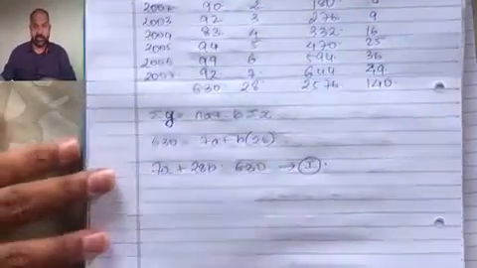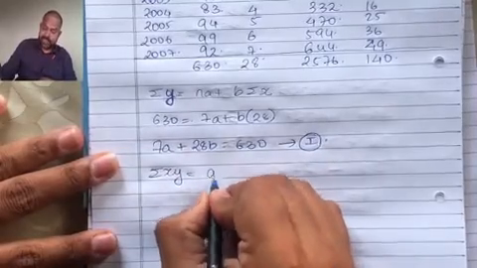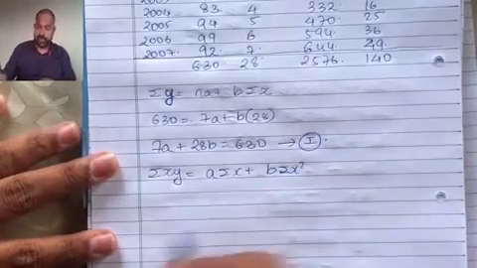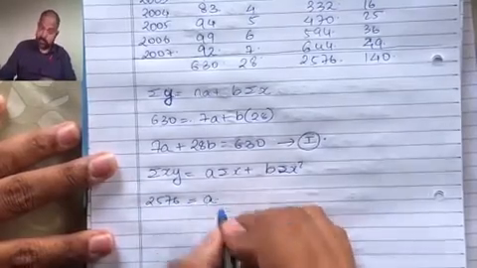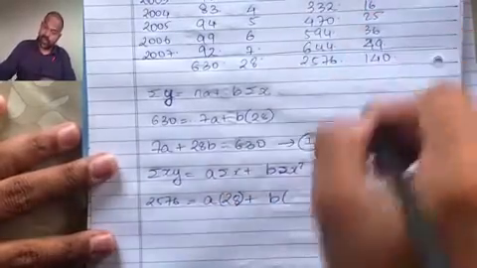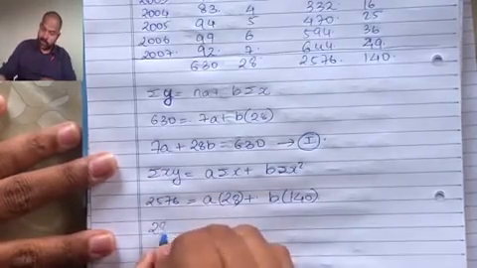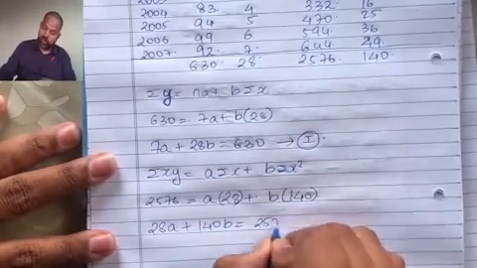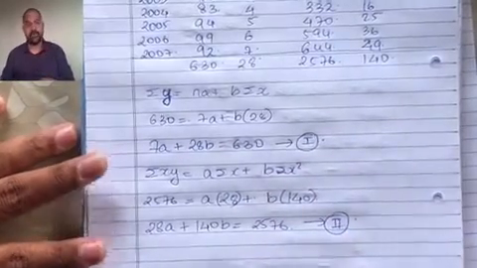Similarly, I will create my second equation from where? From sum of xy is a sum of x plus b sum of x square. Sum of xy is 2576 is a, sum of x is 28 plus b sum of x square is 140. If I write this together, 28a plus 140b is 2576. This is my second equation in a and b.